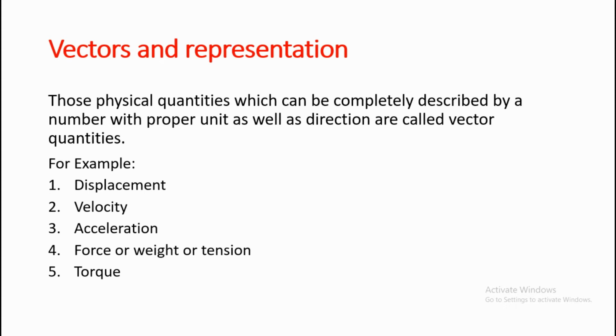For instance, we represent displacement. So displacement is the measure of directed distance. That is, to represent displacement, we need direction as well. Similar is the case with velocity. Speed in a particular direction becomes velocity. So those physical quantities which can be completely described by a number, proper unit, as well as direction, are said to be vector quantities, or you can say directional quantities.